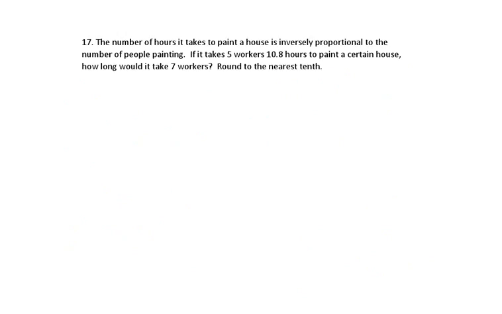17, a word problem. The number of hours it takes to paint a house is inversely proportional to the number of people painting. What this means is h for hours is equal to some number k divided by w. W is for workers. Let's read on. It takes 5 workers 10.8 hours.